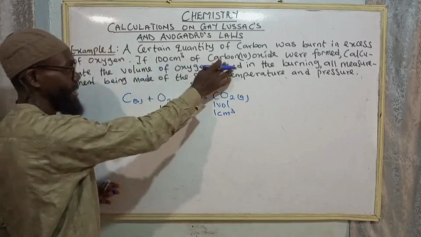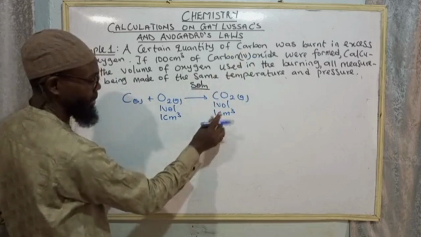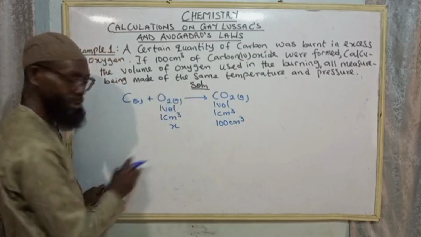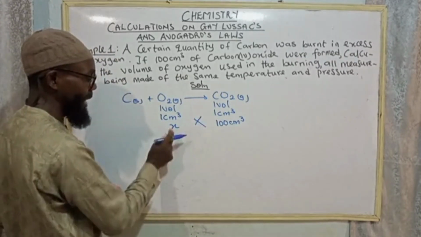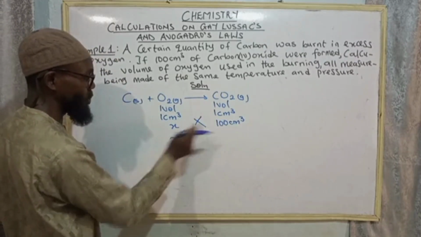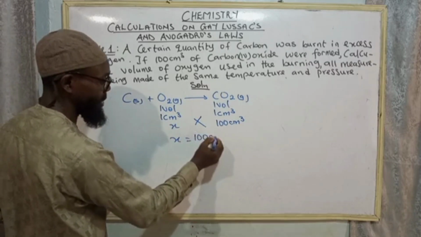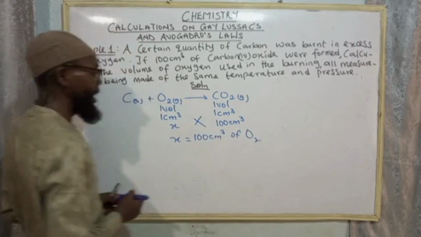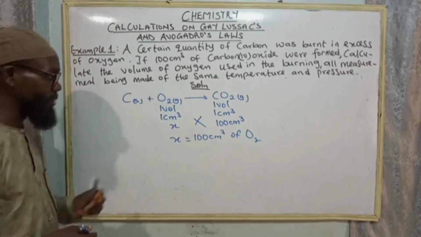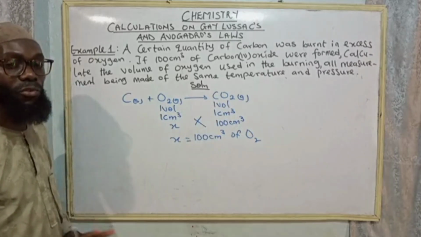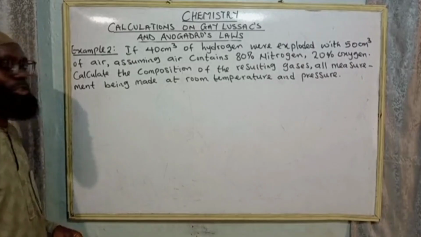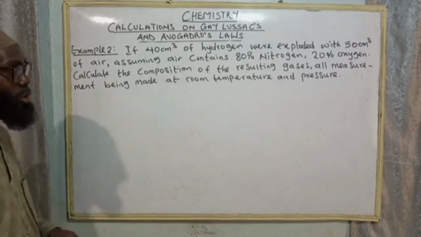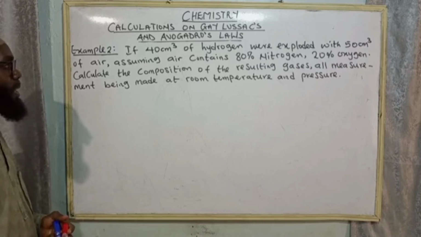Now, 100 cm cube of carbon dioxide was produced. Then how many of oxygen will be used? From here, cross multiply. x times 1 is equal to 100 times 1, we have 100 centimeter cube of oxygen. Which means that 100 cm cube of oxygen will be used to produce 100 cm cube of what? Carbon dioxide.